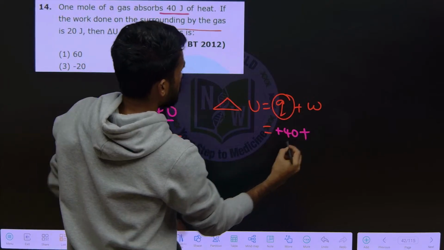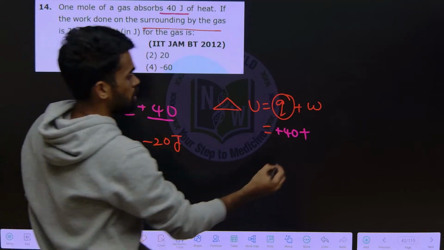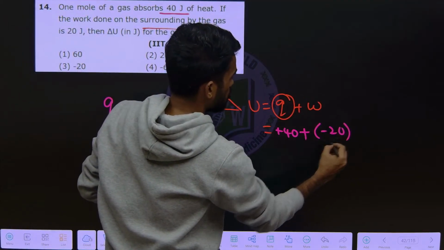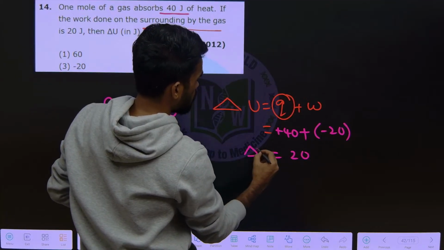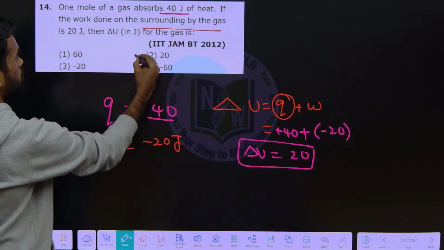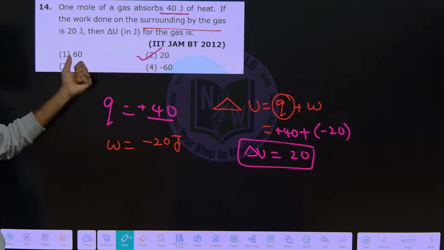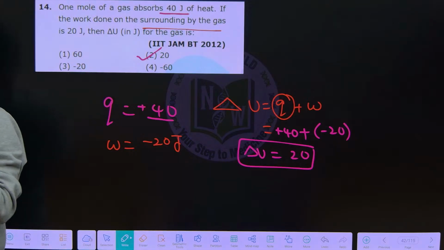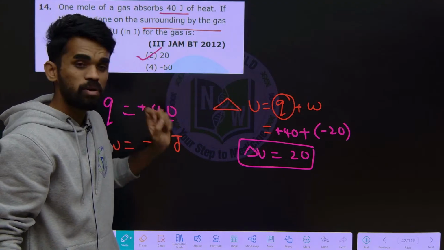Okay, and work is done by the gas. It means work done by the system, so it is minus 20. So this will be 40 minus 20, this will be 20. That's it. This will be the perfect way of taking the values, so that you get the answer as option 2. See, the remaining related options are also there just to make you confused. I hope you got complete clarity on what we are discussing and what type of questions are asked.